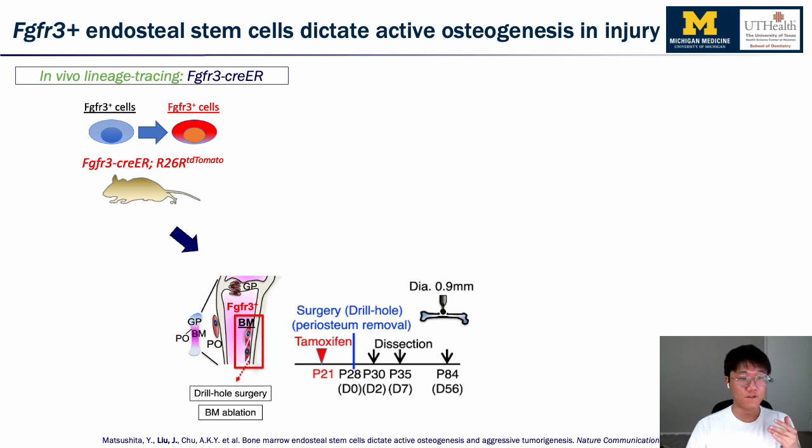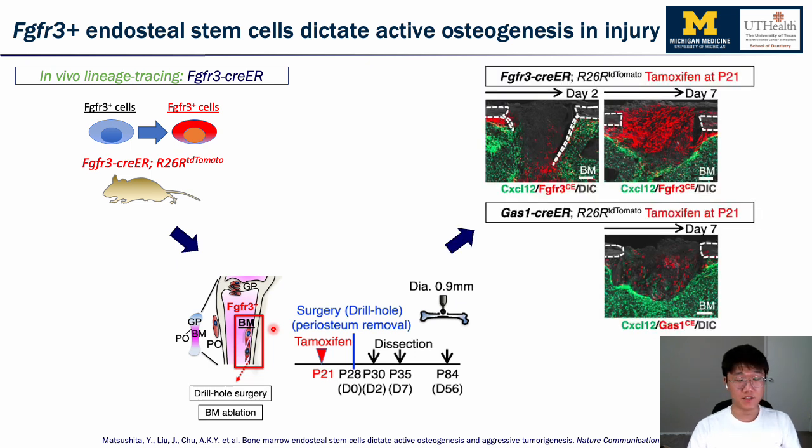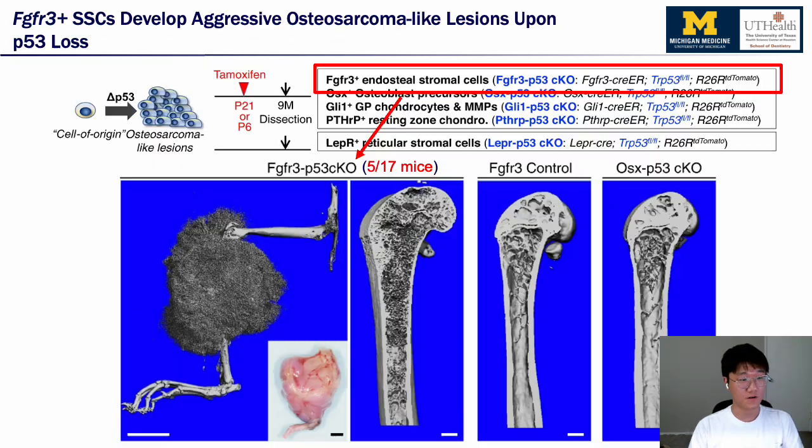And we also did some in vivo validations. We constructed a really interesting transgenic mouse model, which allows us to show FGFR3 activation over time. Then we performed a drill hole surgery on the bone marrow, and after 7 days, we could see the injury area was filled with the FGFR3 marked cells. However, as a control, the GAS1 marked cells were already depleted. So overall, this evidence suggests the FGFR3 marked endosteum putative stem cells dictate active osteogenesis in injury.